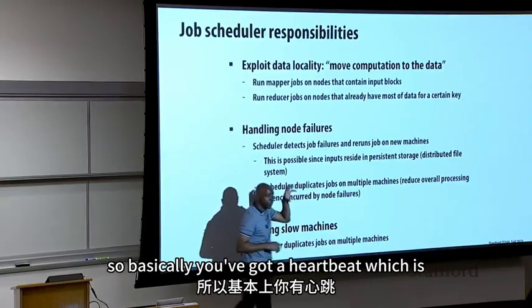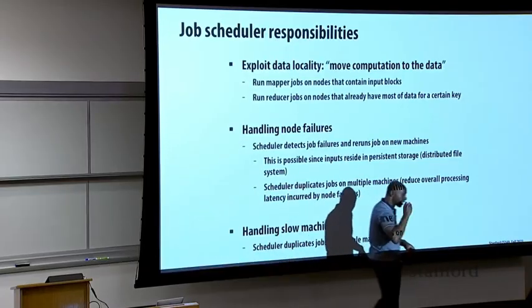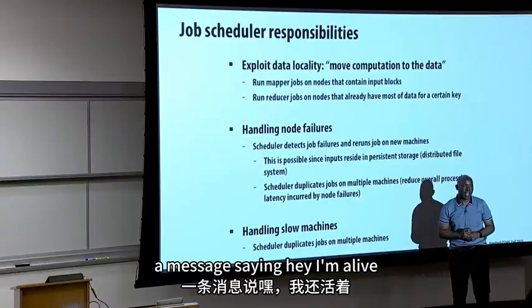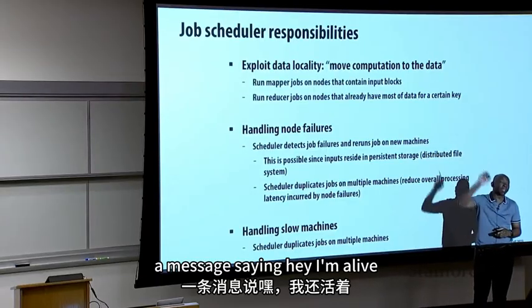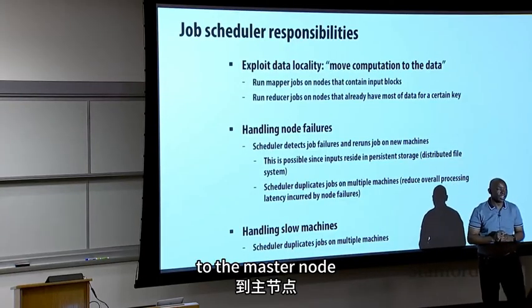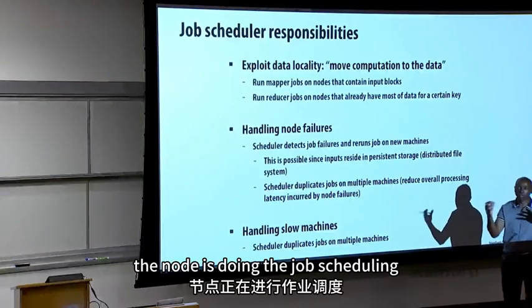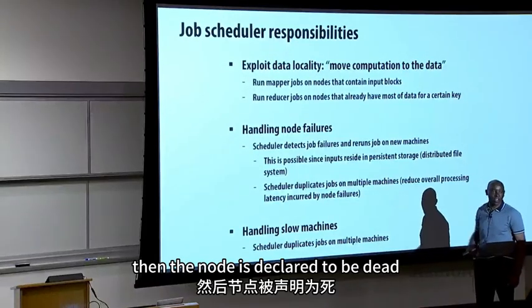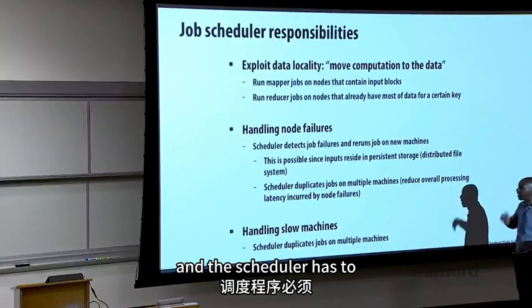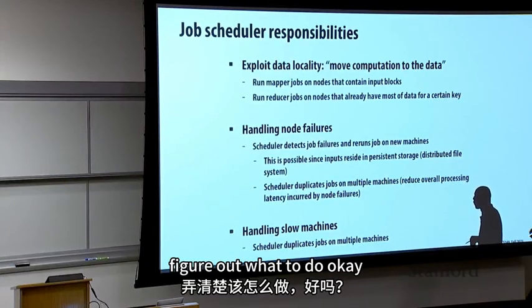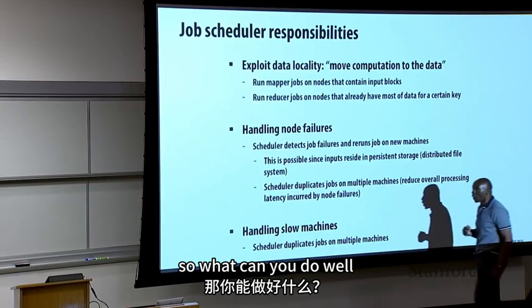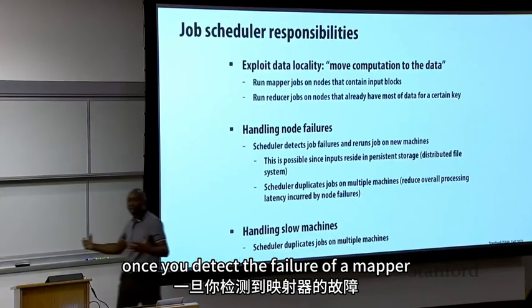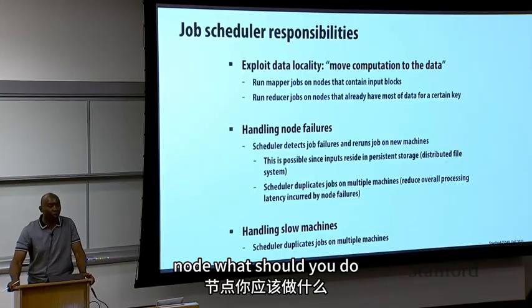Basically, you've got a heartbeat, where each of the nodes regularly sends a message saying, "Hey, I'm alive," to the master node, the node that is doing the job scheduling. At some point, if that heartbeat goes away, then the node is declared to be dead, and the scheduler has to figure out what to do. Okay, so what can you do? Well, once you detect a failure of a mapper node, what should you do?